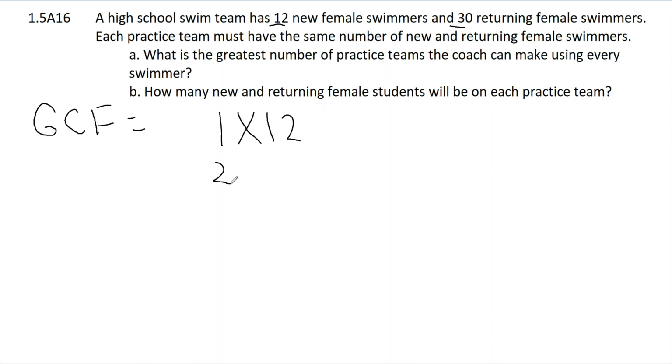We could have 2 groups of 6 and 6 groups of 2. Could have 3 groups of 4 or 4 groups of 3. And those are all the factor pairs of 12. Let's do the same thing for 30.